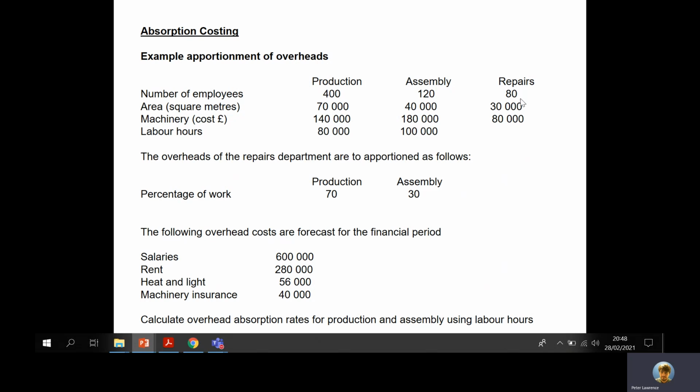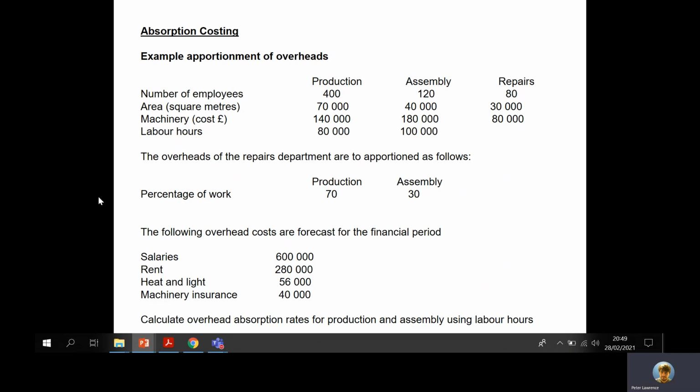So we've got 3 departments. We've got 2 production departments, and then we've got 1 service department. We've got repairs at the end there. Now, for each department, we're given a bit of information. Given the number of employees, the area, so how much of our factory does each department take up, the cost of machinery in each department, and we've also got our labour hours in there as well.